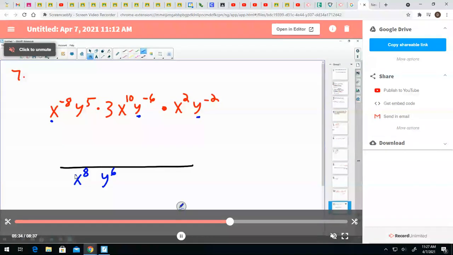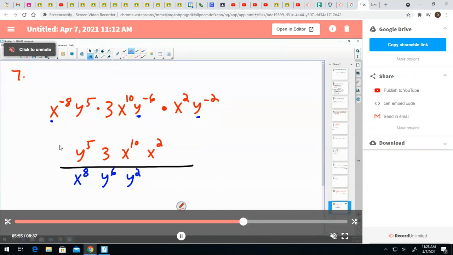So x to the 8th is now on bottom. Y to the 6th is now on bottom. Y squared is now on bottom. And the top stays the same. So y to the 5th stays on top. In red, notice it's red, so it didn't change. 3 stays on top. X to the 10th stays on top. And x squared stays on top.